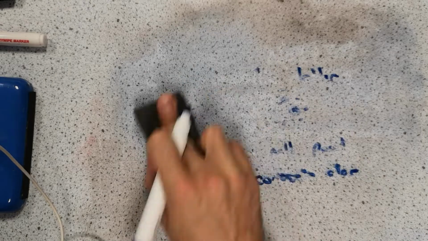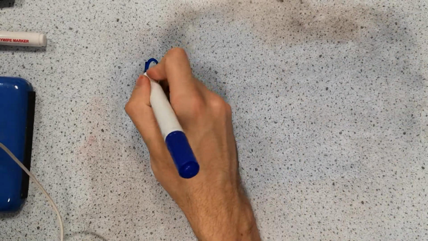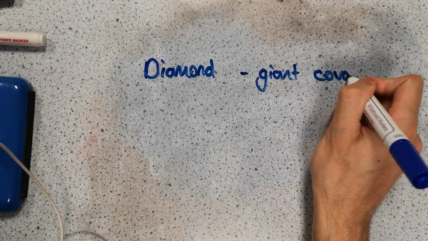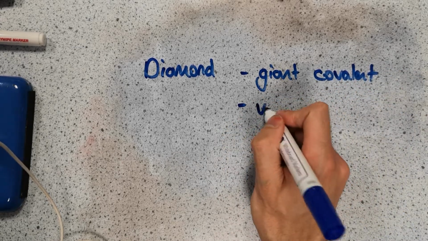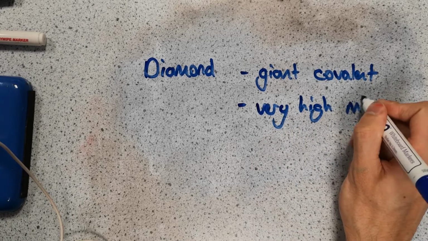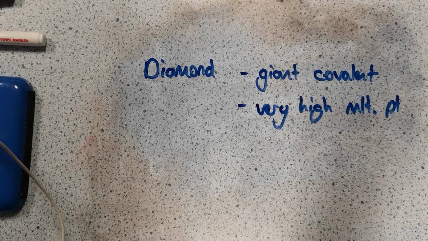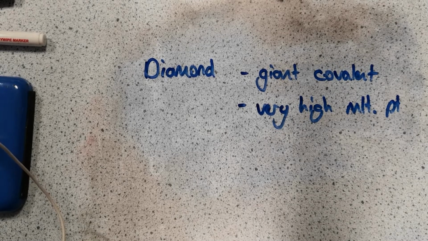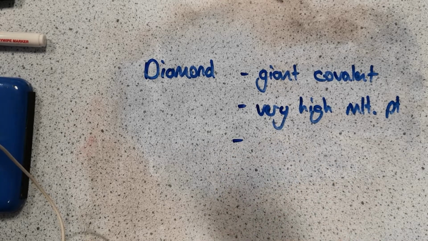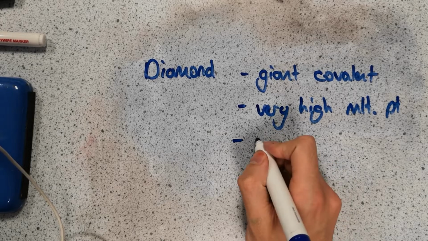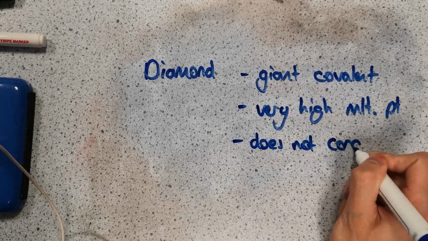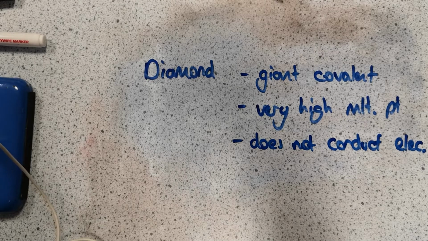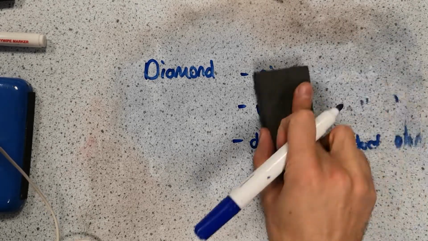The next one is diamond, which I actually suggested as an answer to a question. So diamond is giant covalent in structure. They have very high melting points. So you get away with saying high melting point, but they've got extremely high melting points. And that's because each carbon in a diamond is bonded 4 times with other carbons, and they're all bonded with covalent bonds, which are the strongest type of bonds. So it makes it really, really strong. Doesn't conduct electricity. And that's because it has neither electrons that can move, so delocalized electrons, or ions that can move. And if it has neither of those, then it's not going to conduct electricity.